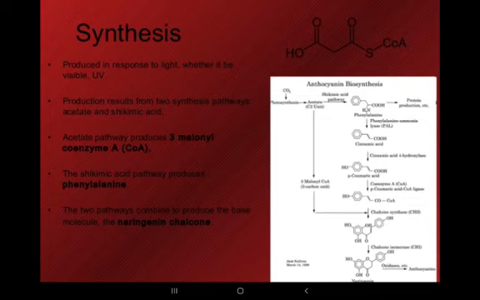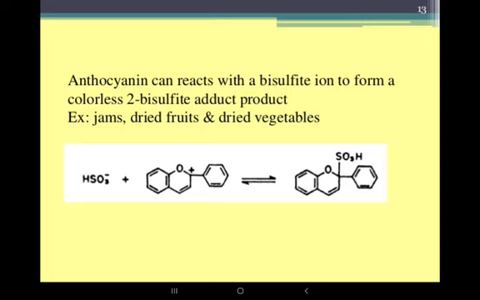Anthocyanin can react with a bisulfite ion to form a colorless bisulfite adduct product. This is helpful in jam, dry fruits and dry vegetables. This concept is applied in these types of food materials.